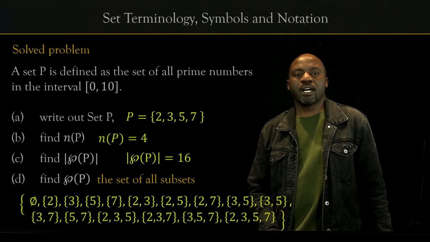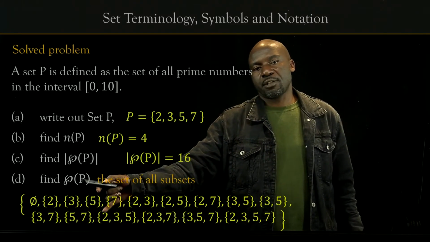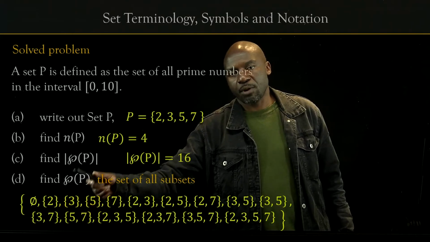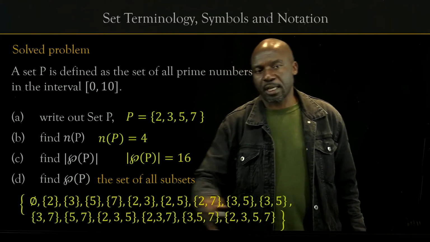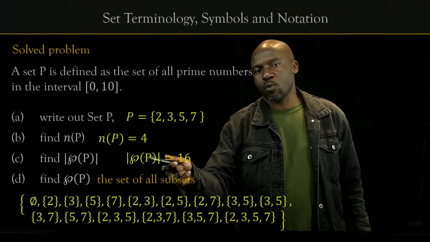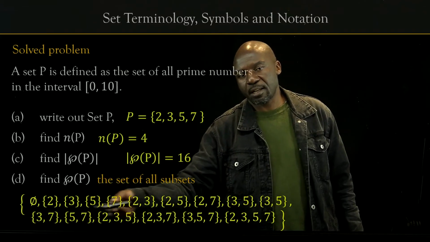So this is how we find the power of a set. Notice that this symbol refers to a set. So when you're asked for this, you must list all the subsets. But if you're asked for this one, the one with the modulus sign, it's referring to the number. How many are these subsets?